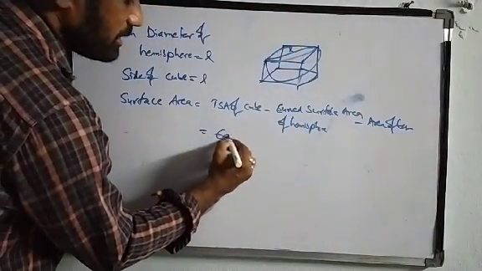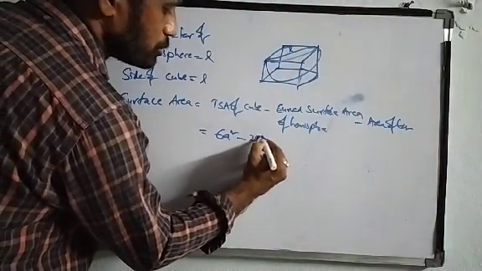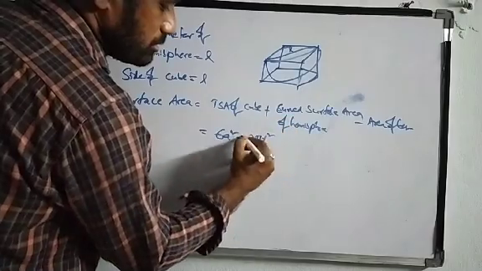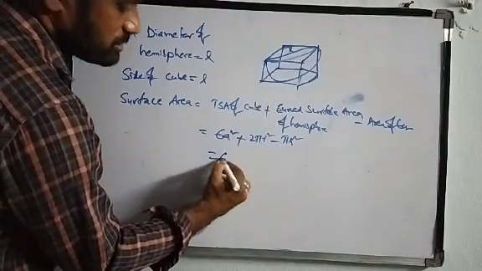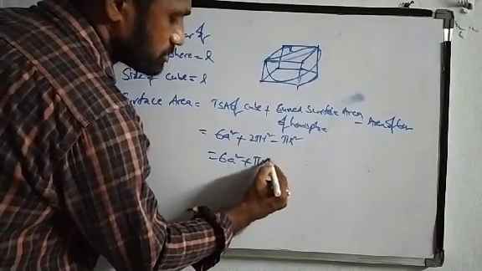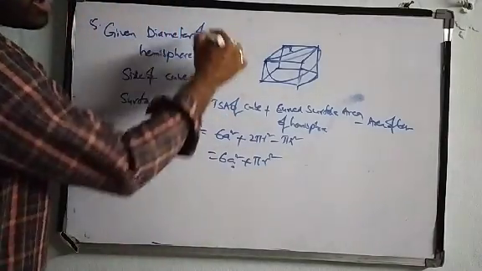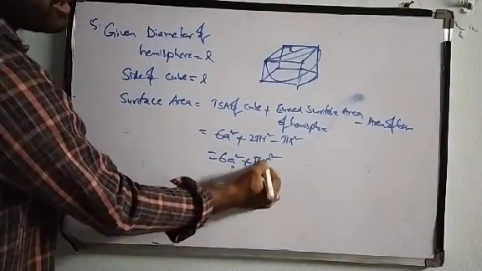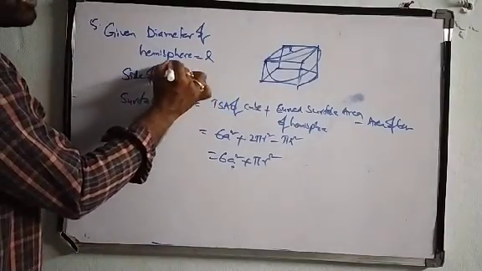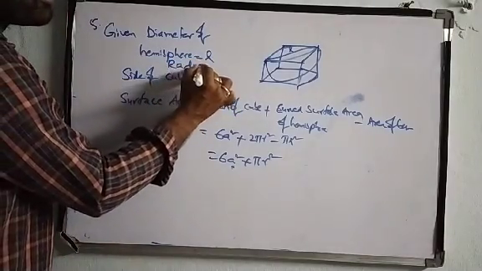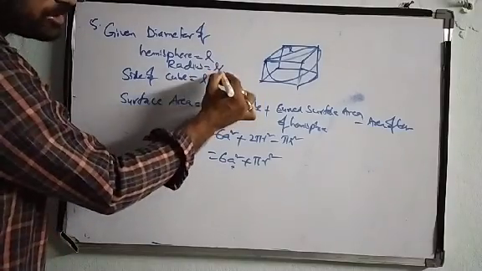So your total surface area is 6a square minus 2 pi r square minus pi r square. Similar to the previous concept, it is 6a square plus pi r square. Your side is L, instead of a you have to write L, and the radius is L by 2. Why? Because since the diameter is L, the radius will be L by 2. So if you do the calculation, you will get the answer here.